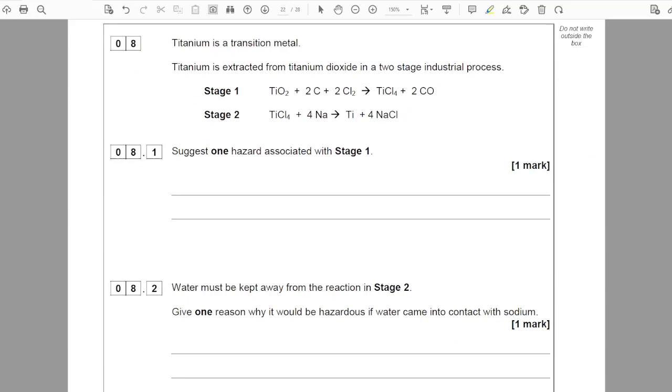Question 8. Titanium is a transition metal. Titanium is extracted from titanium dioxide in a 2-stage industrial process. 8.1. Suggest one hazard associated with stage 1. Well, looking at stage 1, we instantly see the carbon monoxide at the end, and that is obviously a toxic gas, so we can mention that.